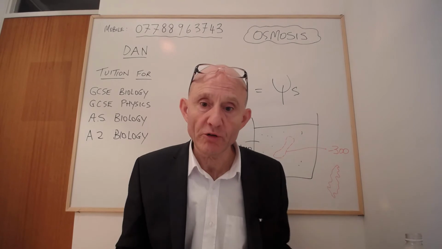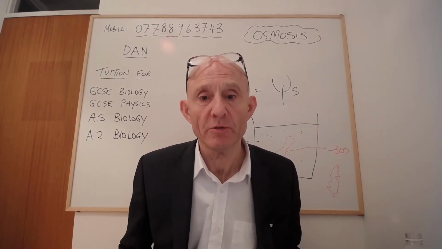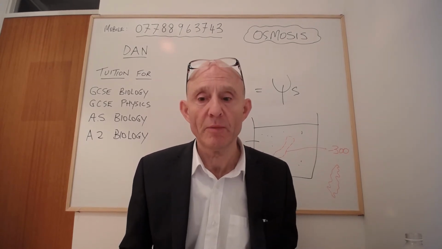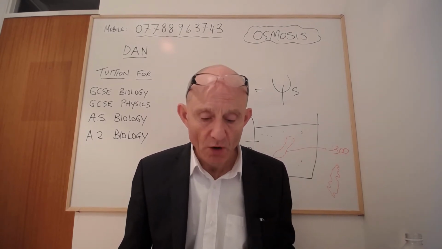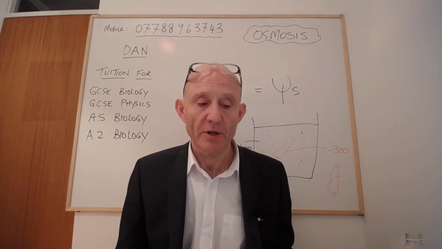You want the solution that surrounds the red blood cells, i.e. the plasma, to have the same water potential. So you'd say it's isotonic to the red blood cells. Okay, so that question's dealt with there. That question's dealt with in the notes.